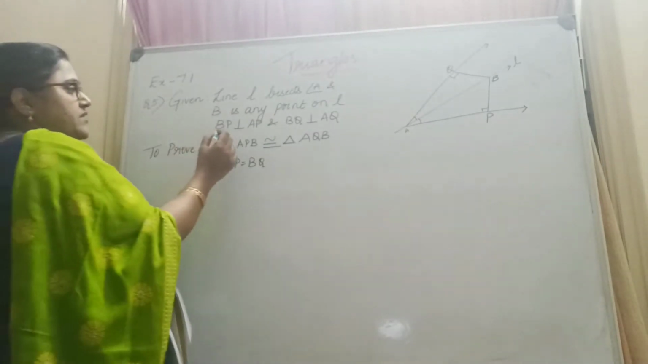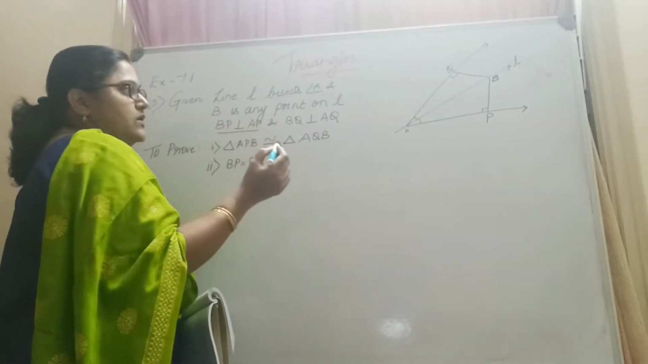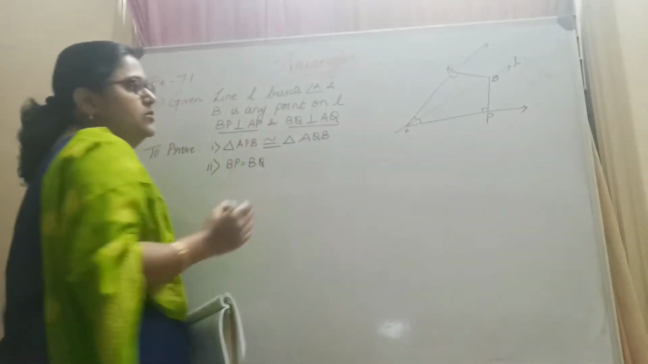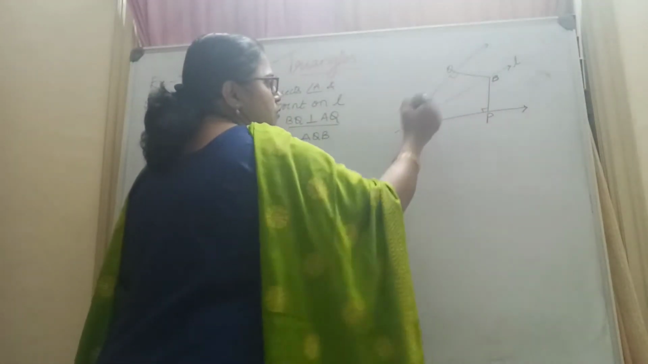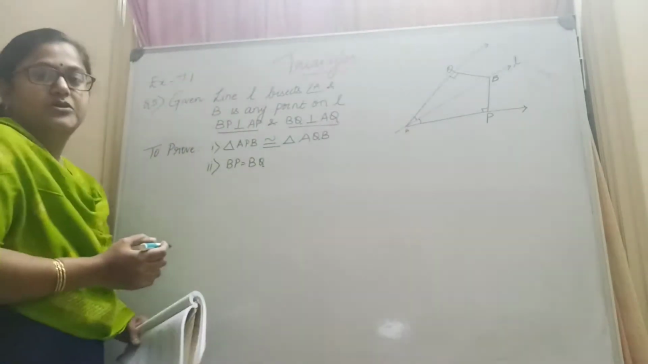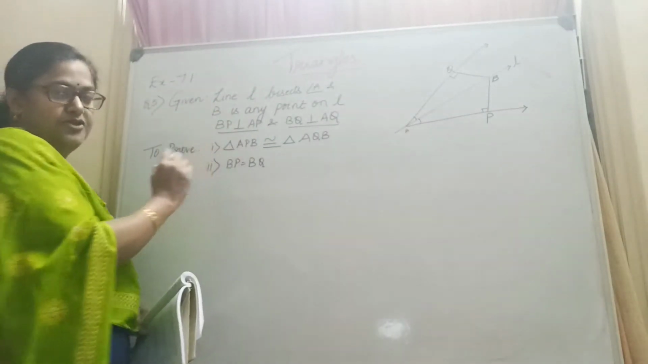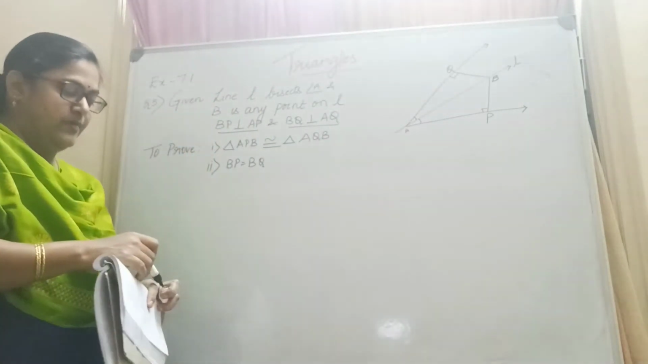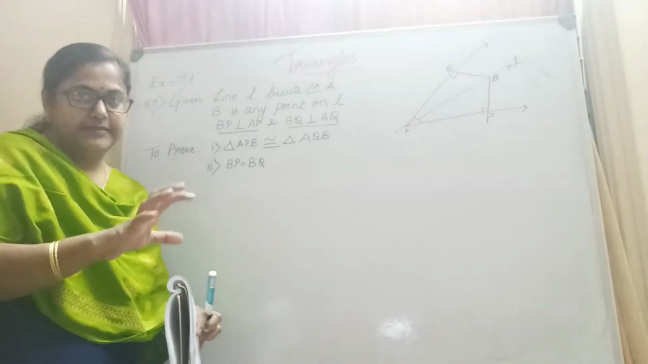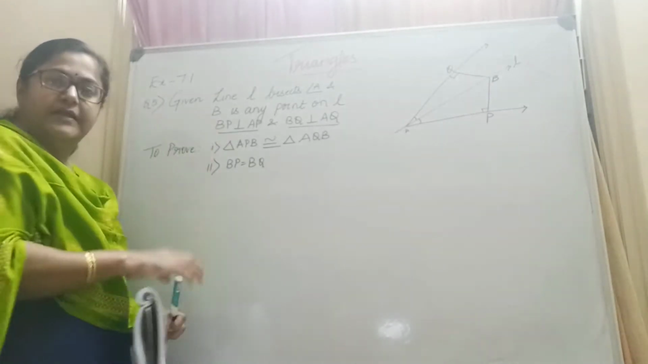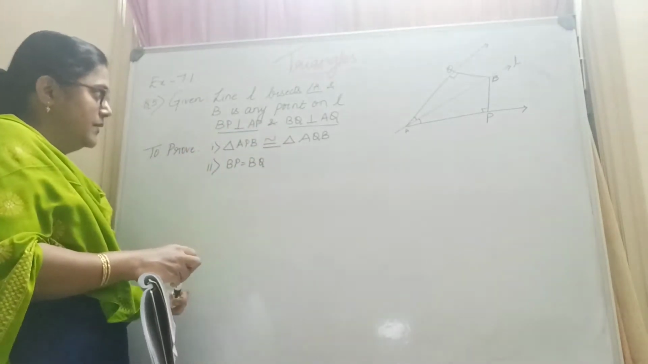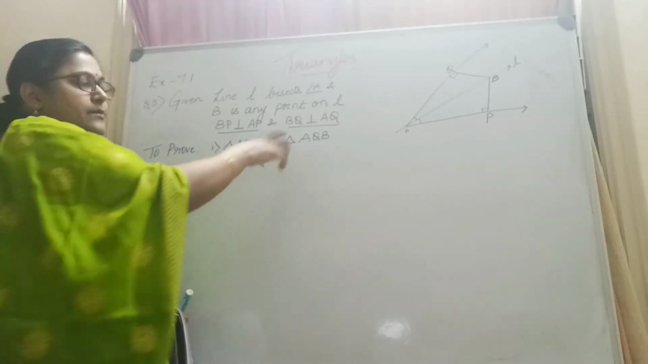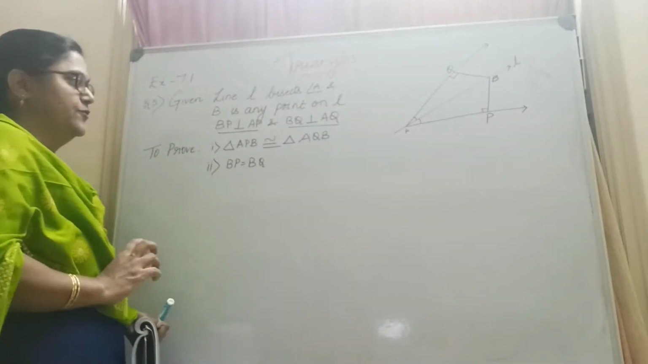So in short, I have written here BP perpendicular to AP, and BQ perpendicular to AQ. So I have it written in short in the given part. In the given part we don't have to write the full sentence. If we write it in short, that is sufficient. Symbolically, BP is perpendicular to AP and BQ is perpendicular to AQ.